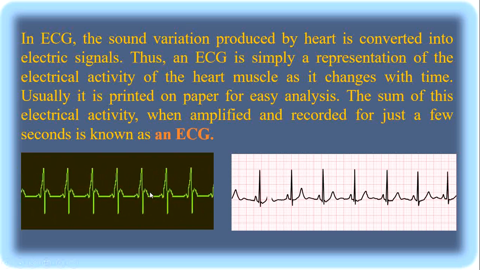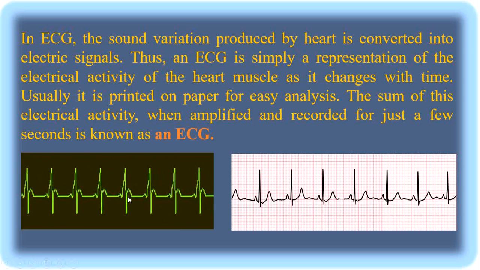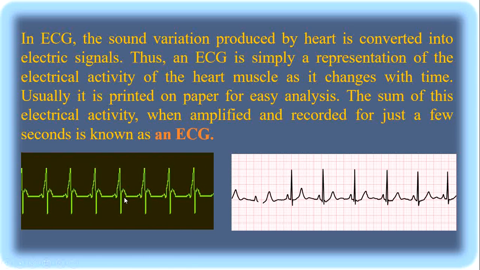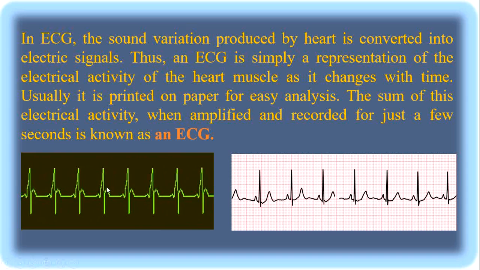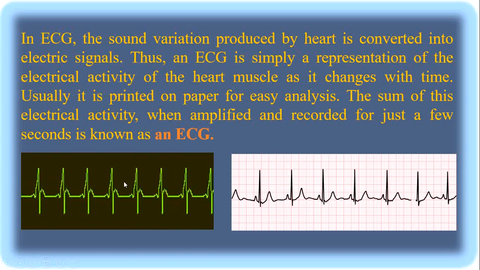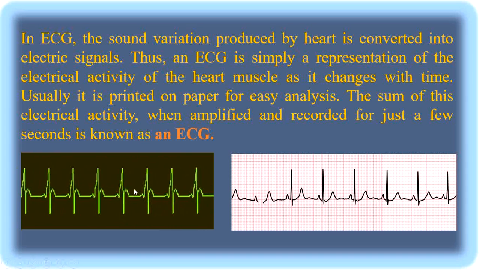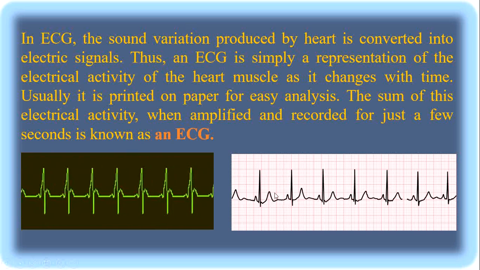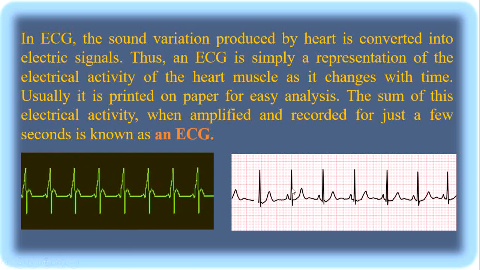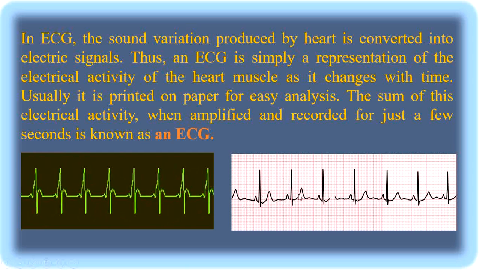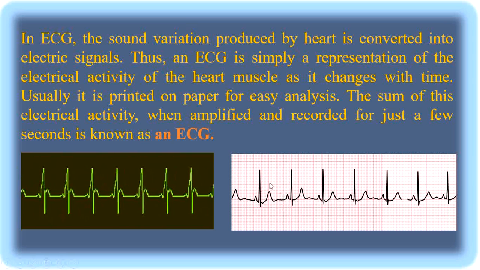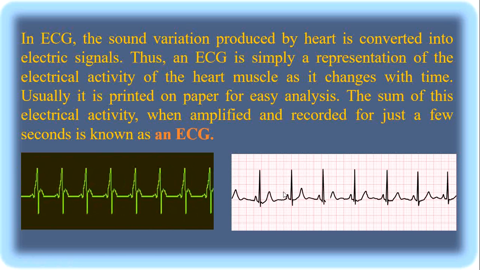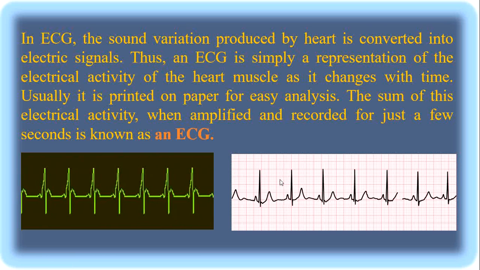Thus an ECG is simply a representation of the electrical activity of the heart muscle. This diagram is the electrical activity of the heart muscle and it changes with time. For every second, the heartbeat changes. Now, usually this electrical activity is printed on paper for our easy analysis. See this diagram. These electrical signals are printed on the paper. Now this electrical activity, amplified and recorded for a few seconds, is known as ECG.